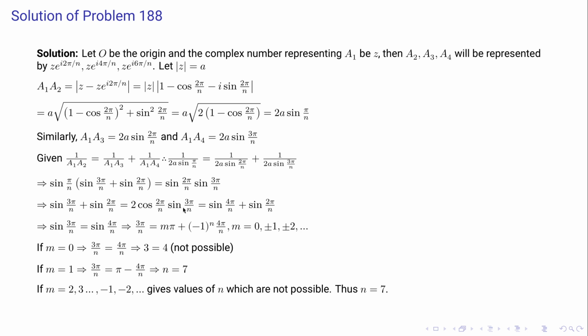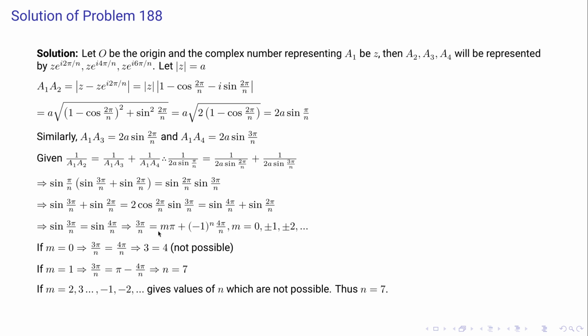This comes from geometry. Now this can be written as sin 4 pi by n plus sin 2 pi by n. Now 2 pi by n will get cancelled here. So we will have sin 3 pi by n is equal to sin 4 pi by n. That is 3 pi by n is equal to m pi plus minus 1 to the power n 4 pi by n. Now the values of m are given as 0, plus minus 1, plus minus 2 up to infinity. So this is the general value of this angle 3 pi by n.